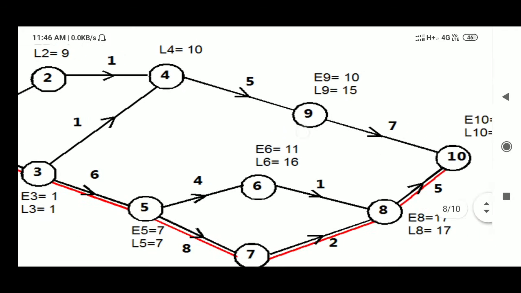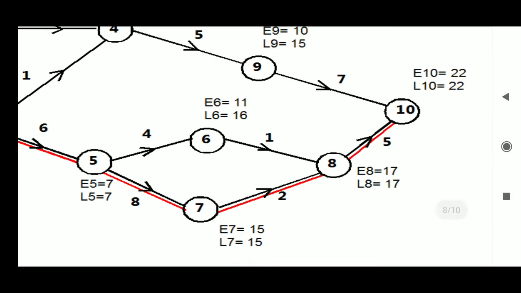Similarly, at node 8, E8 equals: from 6 to 8, E6 is 11, and 11 plus 1 is 12, and from E7, 15 plus 2 is 17, which is the maximum. Hence E8 should be taken as 17.